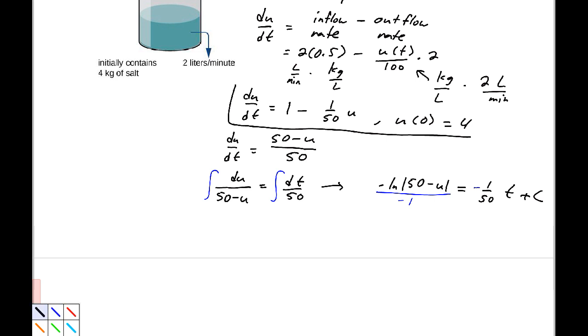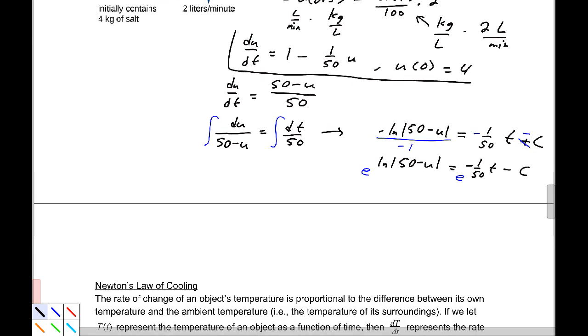So that would be, well, we'll go ahead and do that. We'll go ahead and make this minus that. Now we've got natural log absolute value of 50 minus u equals negative 1/50th t minus c. Exponentiating. We've now got 50 minus u equals e to the negative 1/50th t minus c.